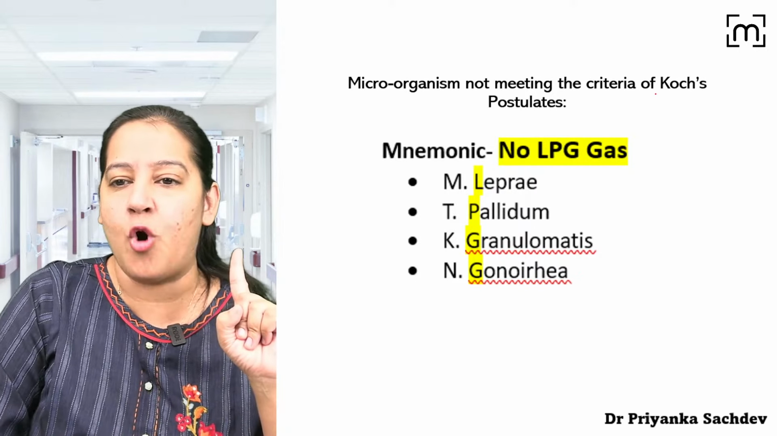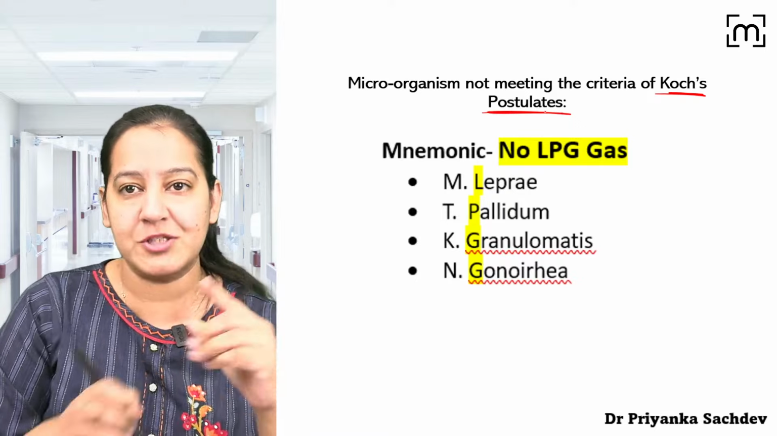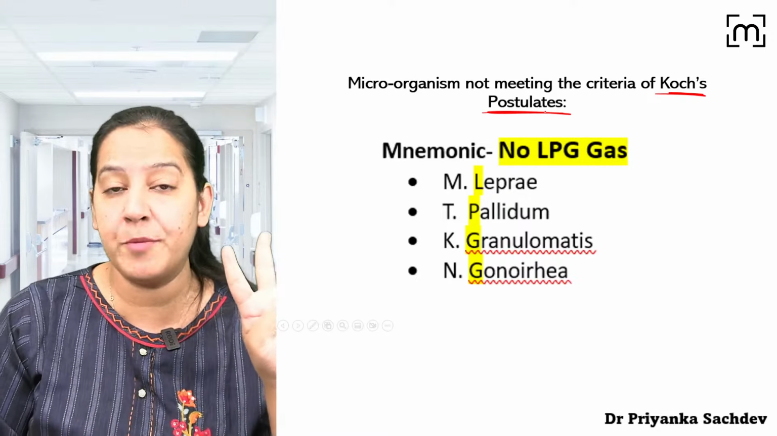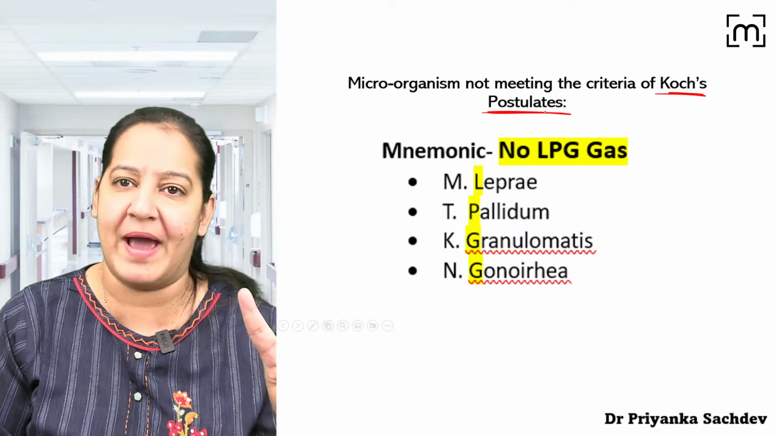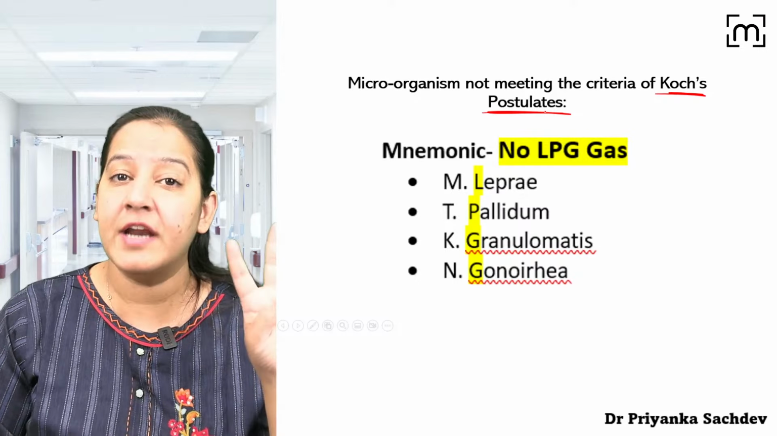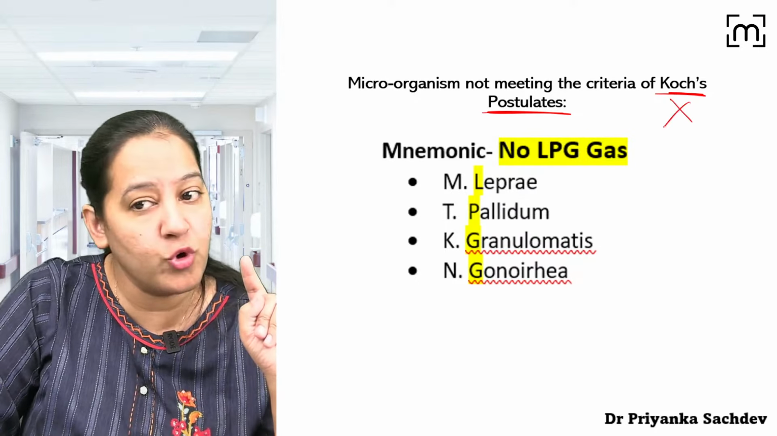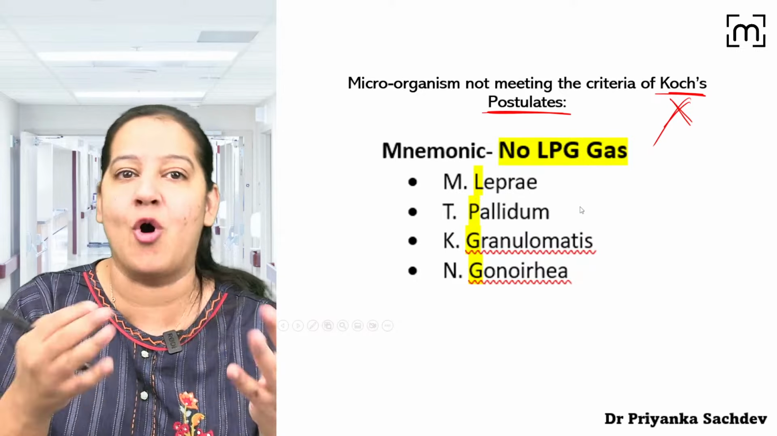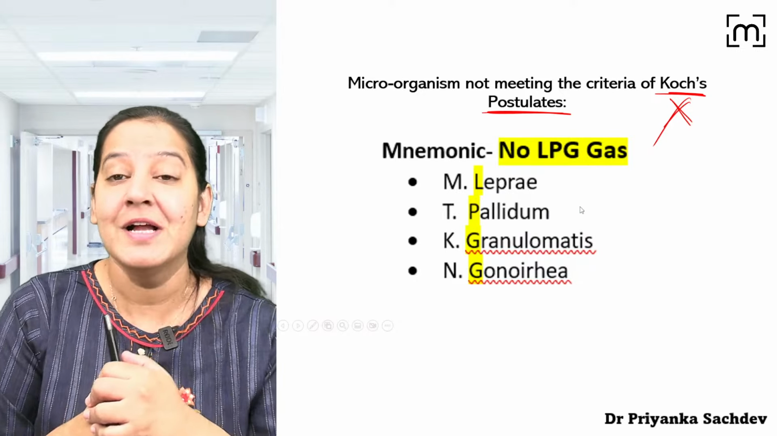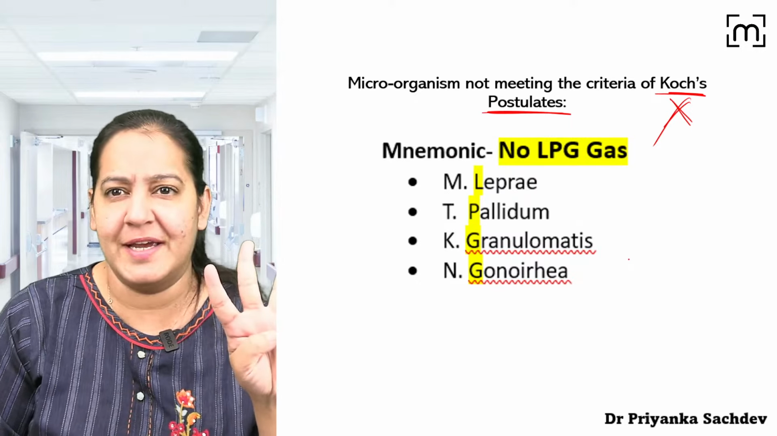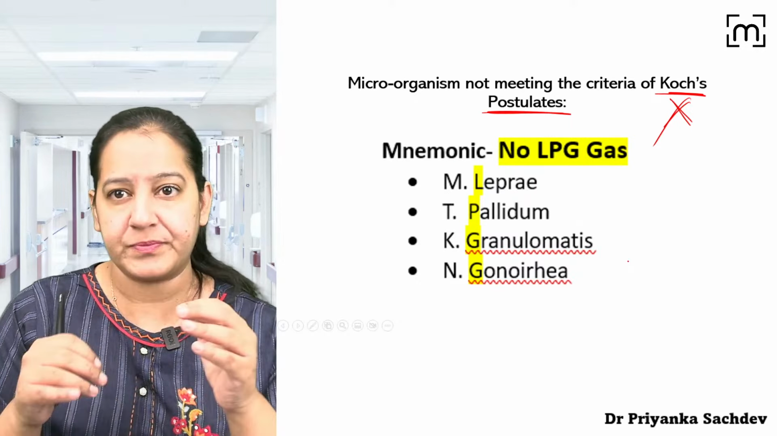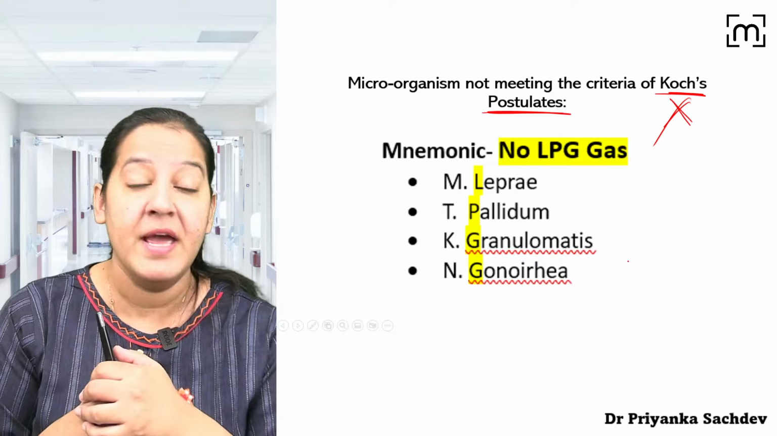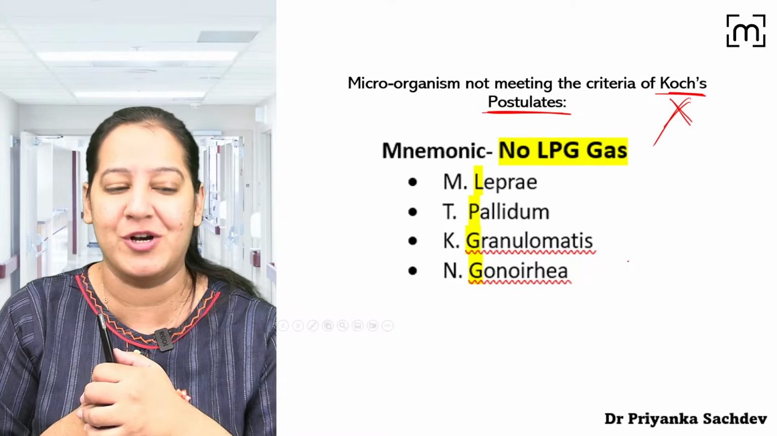Do you know what are Koch's postulates? We have millions of bacteria in this world. There are only 4 bacteria which do not follow Koch's postulates. Rest all the bacteria follow Koch's postulates. You must know the 4 exceptions. It's a very important MCQ, repeatedly asked in your exam. Name the bacteria which do not follow Koch's postulates.